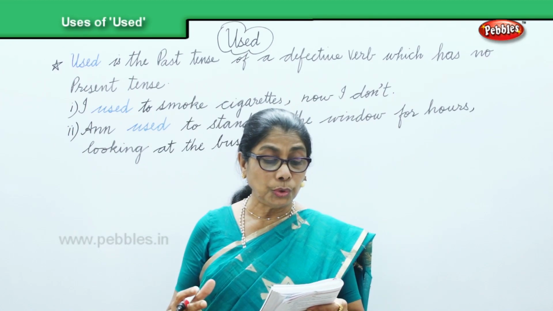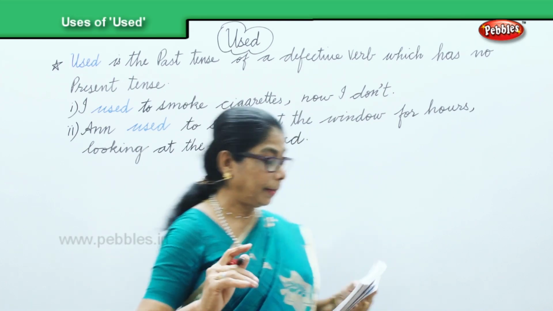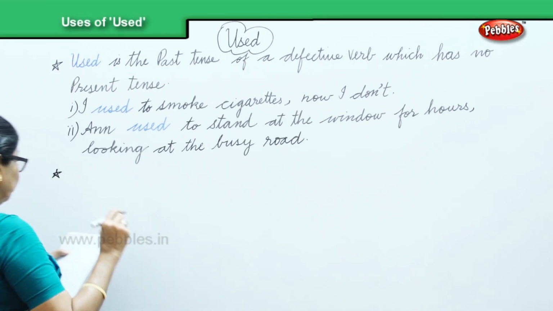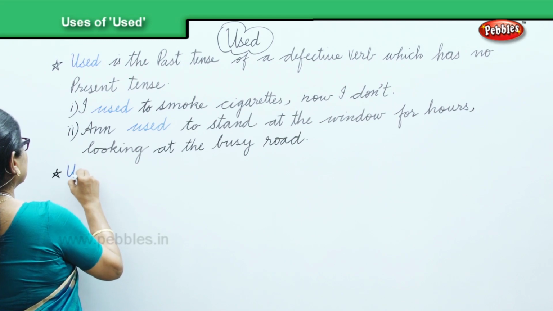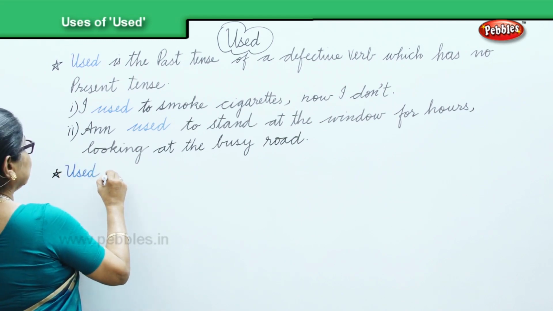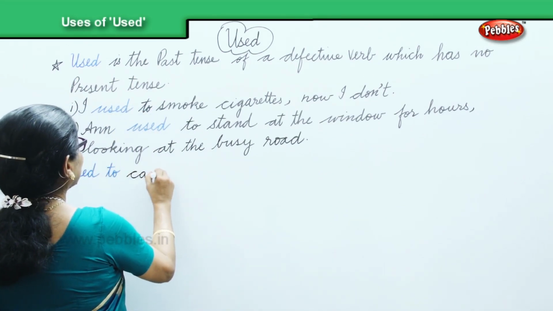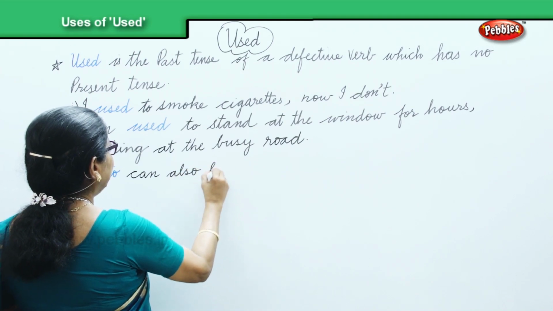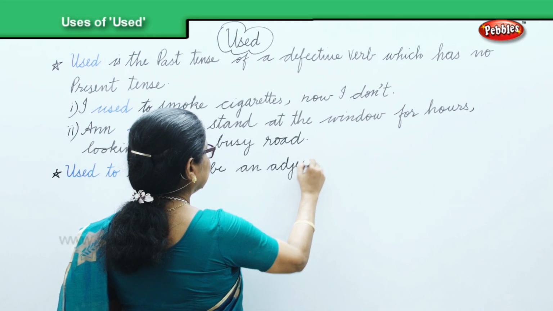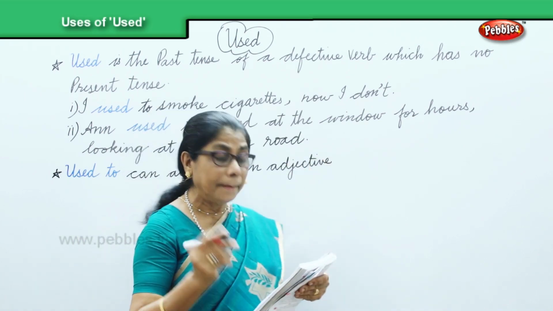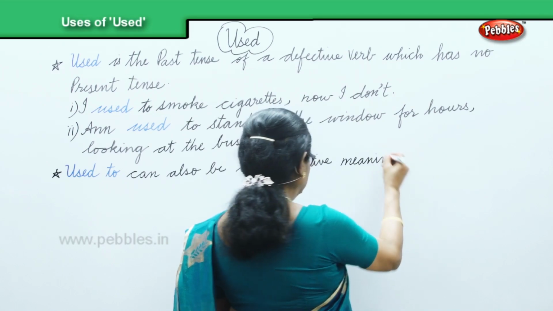Then, used to can also be an adjective meaning accustomed. You get used to. Okay. So the second one, used to, can also be an adjective meaning accustomed, used to.